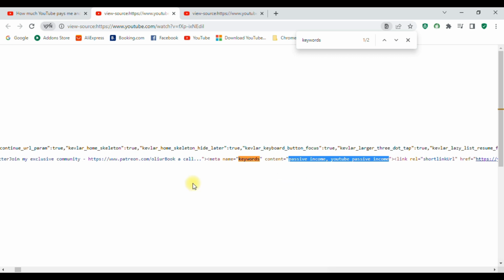So I think this is a real easy method, and you don't need any tool, paid tool, to find out about tags. So this is a very simple and nice way to find out about tags.